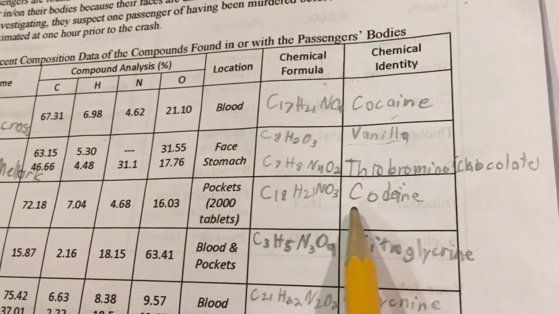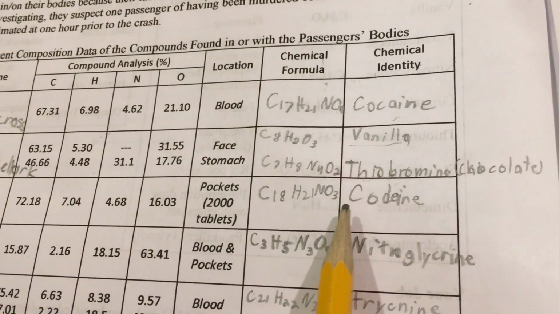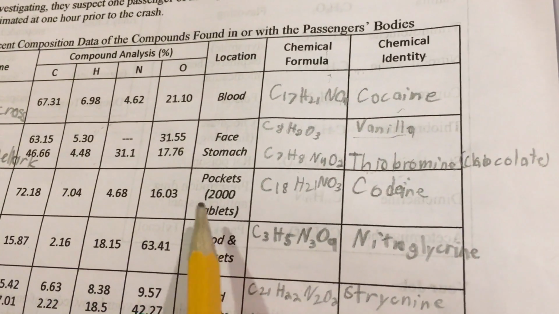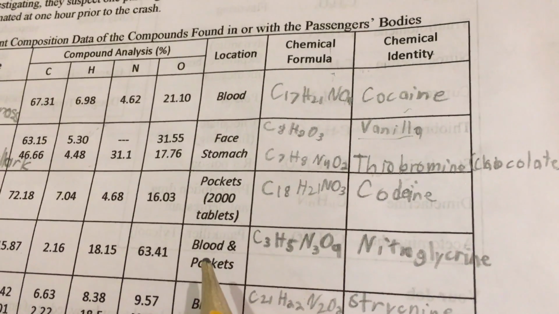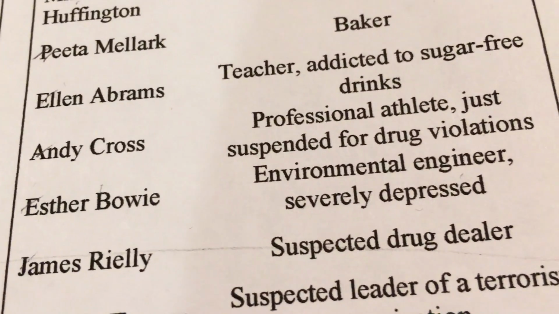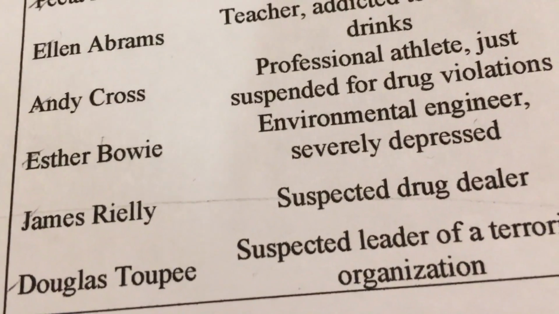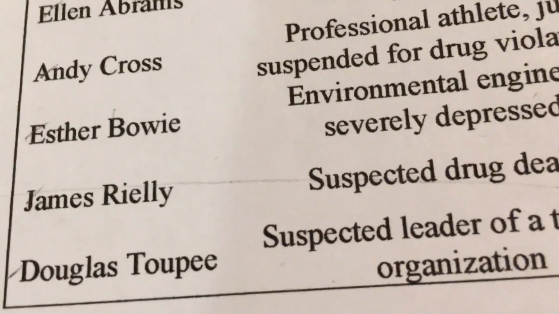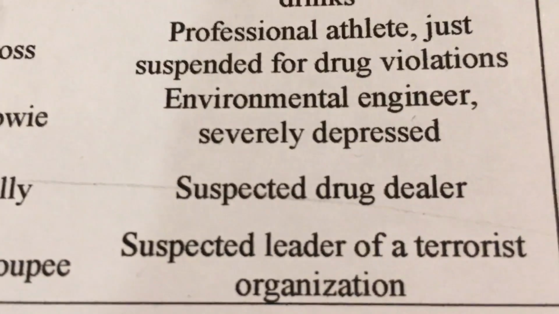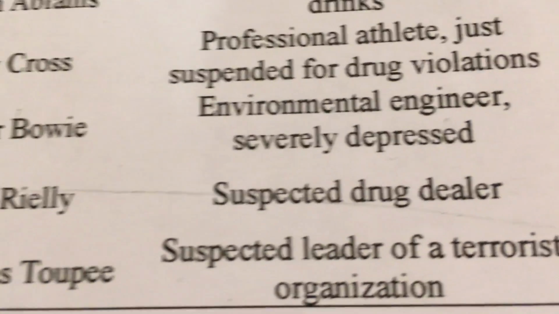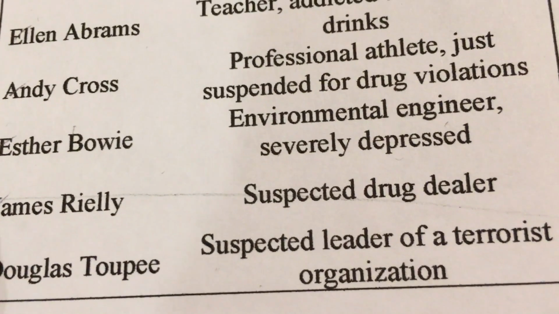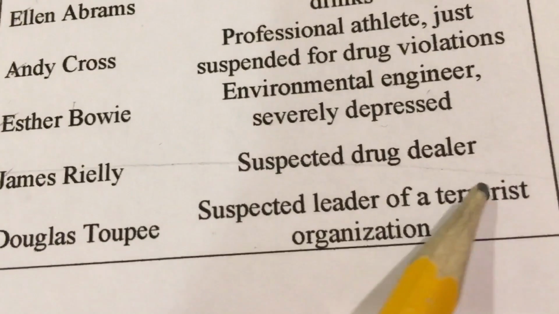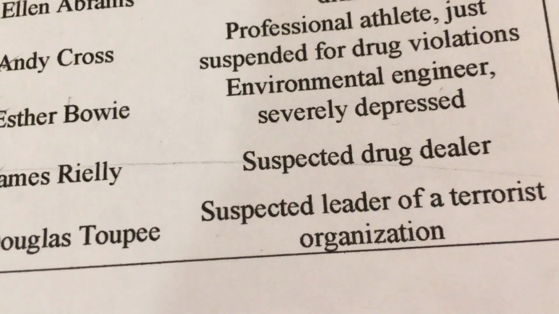Passenger 3 had codeine in the pockets. 2,000 tablets of those to be exact. So, codeine is a painkiller, prescription controlled. And I know that is James Riley, because he was a suspected drug dealer.